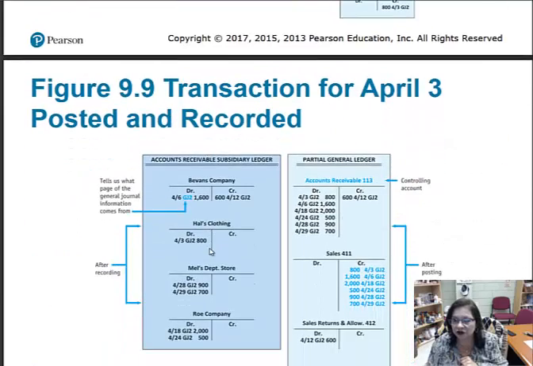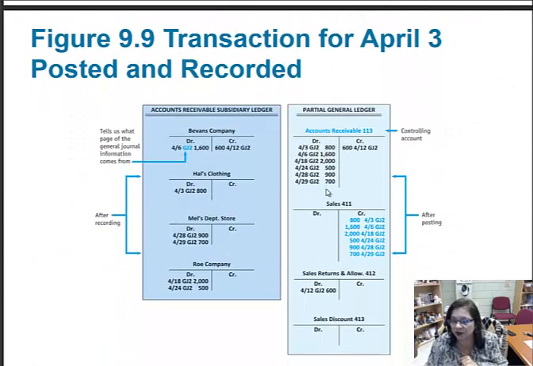So, for all these people, notice $800 to, where was it? Hal's. Then we have $1,600 that went to who? Went to Bevins. We have $2,000 that went to Rowe. We have $500 that went to Rowe again. You have $900 that went to Mel's department store and $700 that went to Mel's department store. When all of that is said and done, you still have the same amount of money.